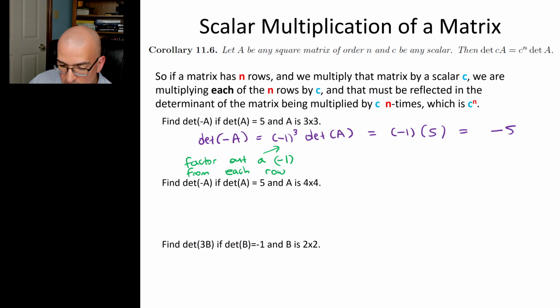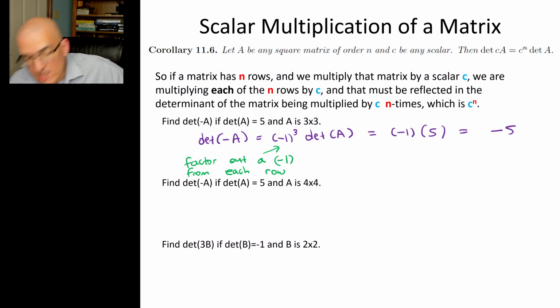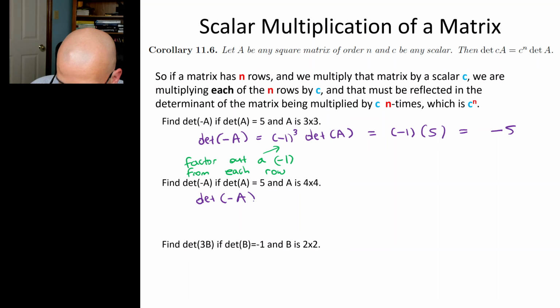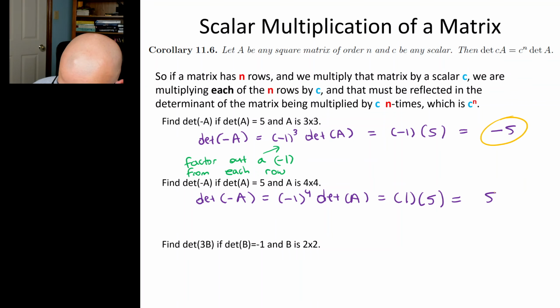Okay, the next one. What if A is 4 by 4 instead of 3 by 3? What's the determinant of negative A? The determinant of negative A is equal to negative 1 to the power of 4 times the determinant of A, which is positive 1 times 5, which is positive 5. So we change the size of the matrix and it changes the result.